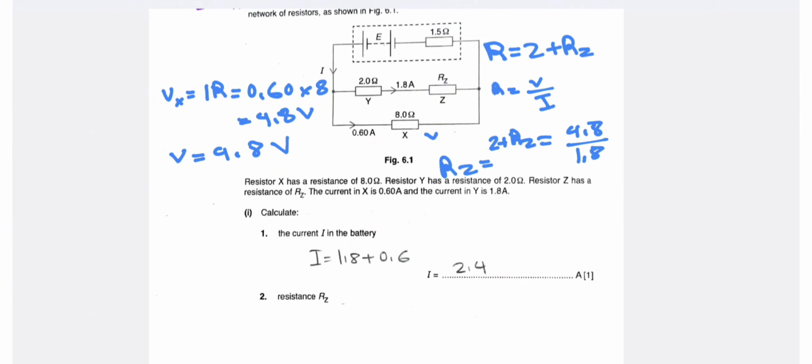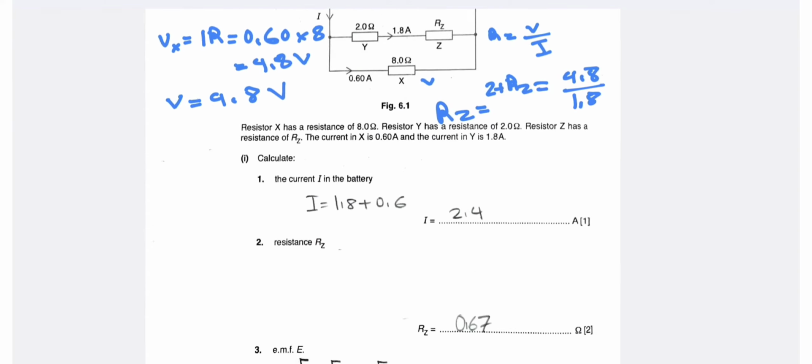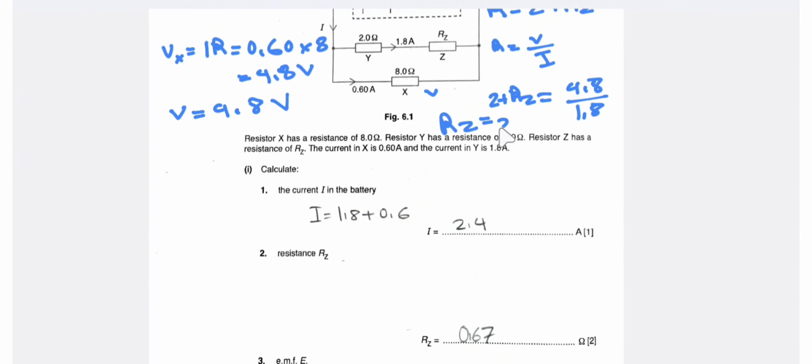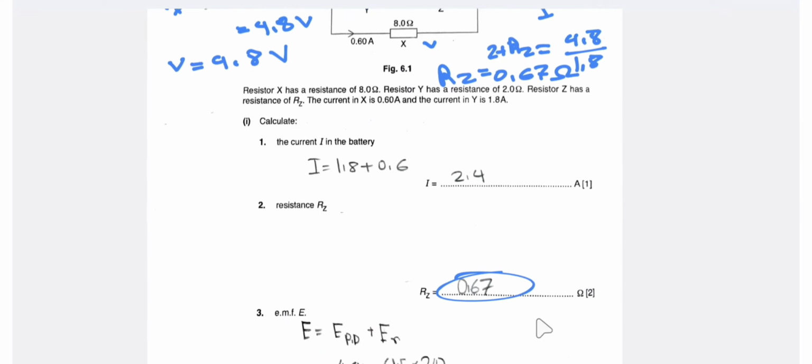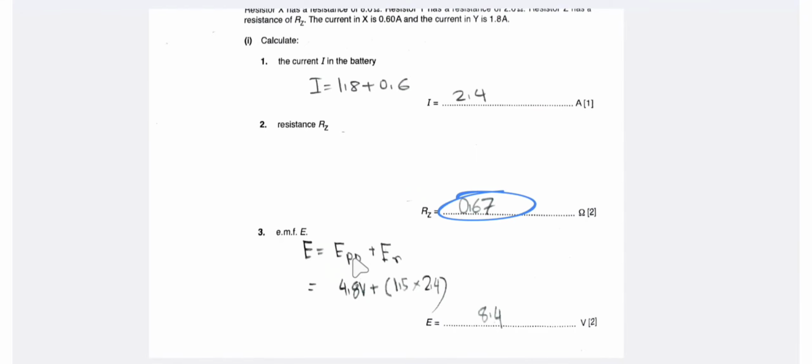So it is 4.8 by 1.8 minus 2. So the resistance becomes 0.67 ohm, to two significant figures. Then what is the EMF?